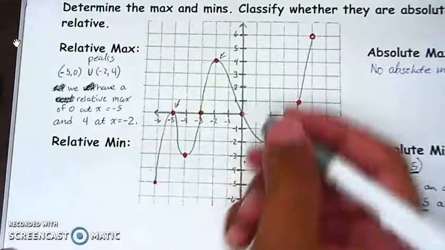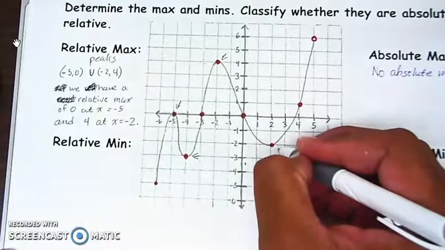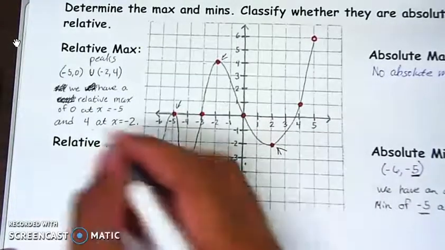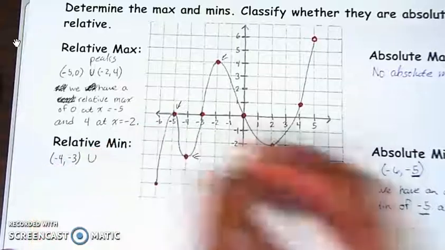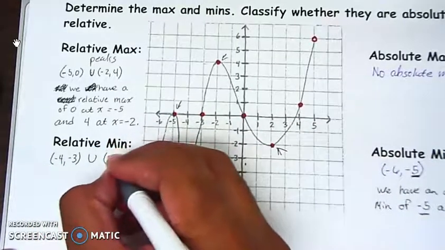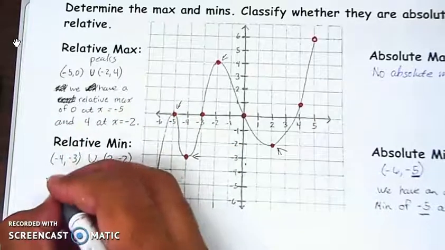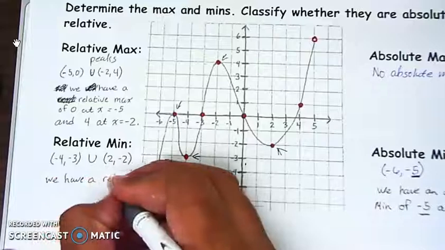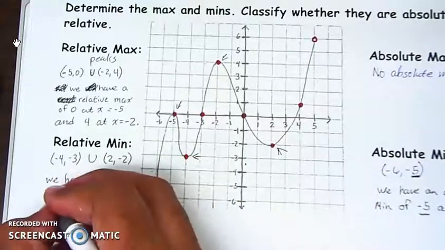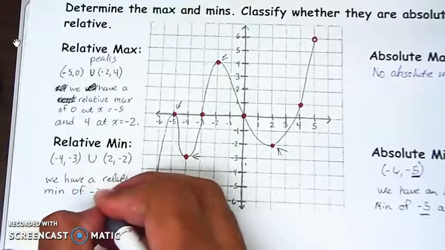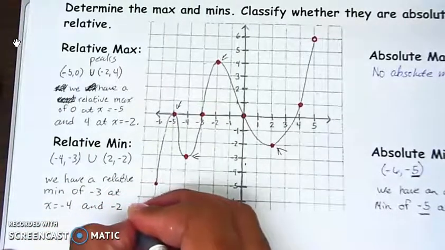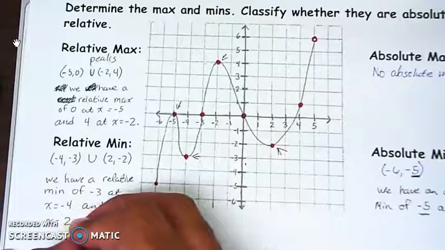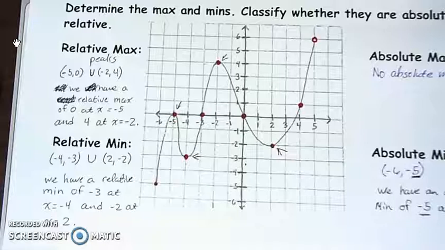All right, and then our minimums, again, we're looking at these points here. Here we know we have a min at -4, -3, and at 2, -2. And again, we're going to write it out. We have a relative min of -3 at x equals -4, and -2 at x equals 2. And that's it. That's all we have to deal with. So if you have questions about this, go ahead and ask me. If not, then we're good.